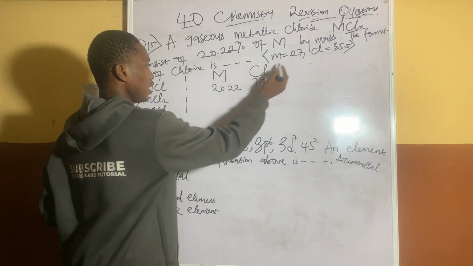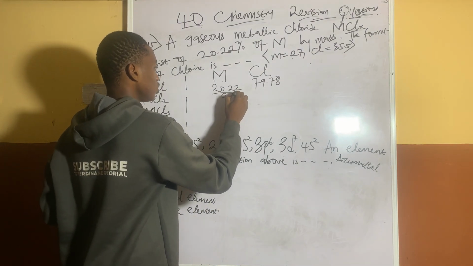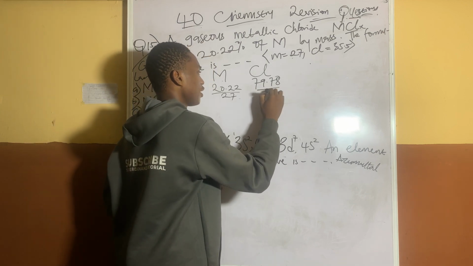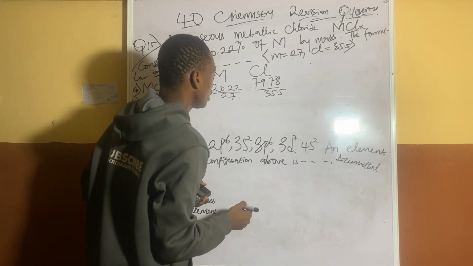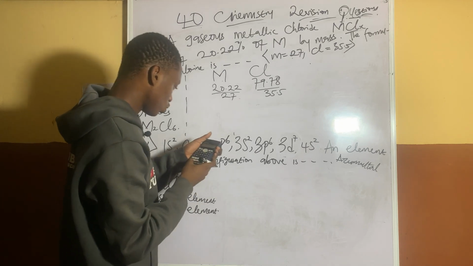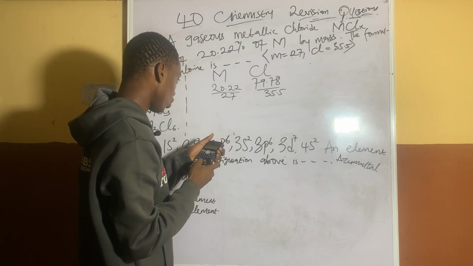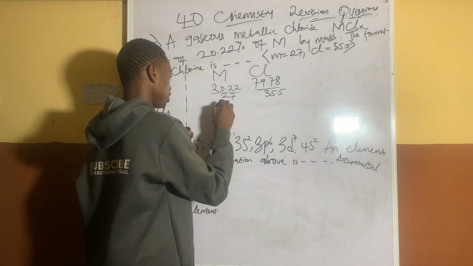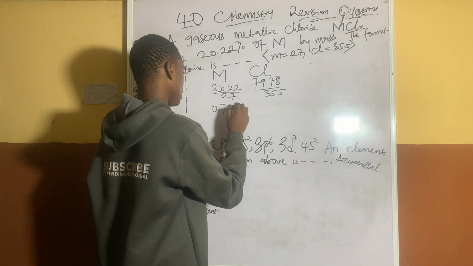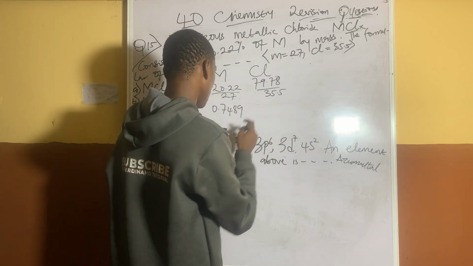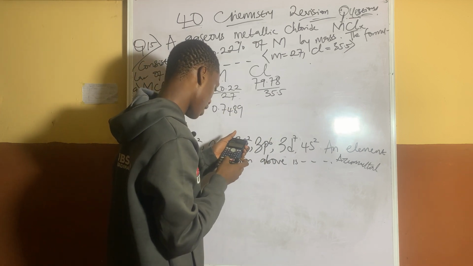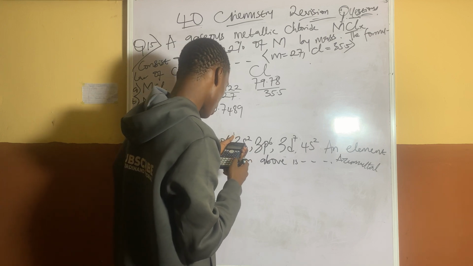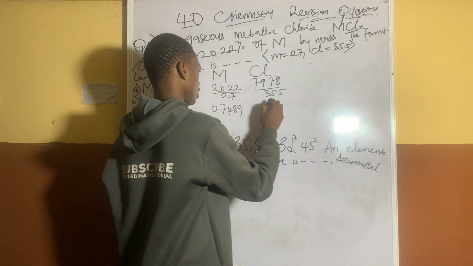The next step is that I will divide by their individual molar masses. What's the molar mass of M? 27. So I will divide by 27. What's the molar mass of chlorine? 35.5. Are we there now? So 20.22 over 27, what do I have? 0.7489. Then 79.78 over 35.5, we have 2.2473.